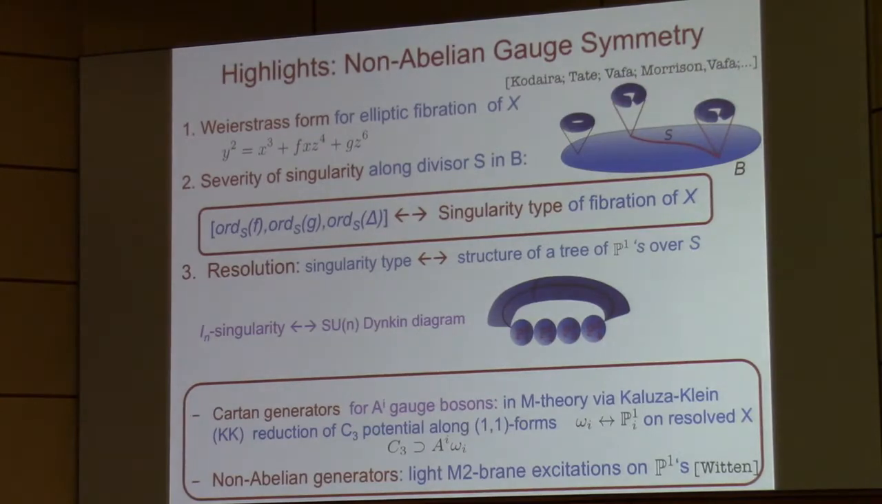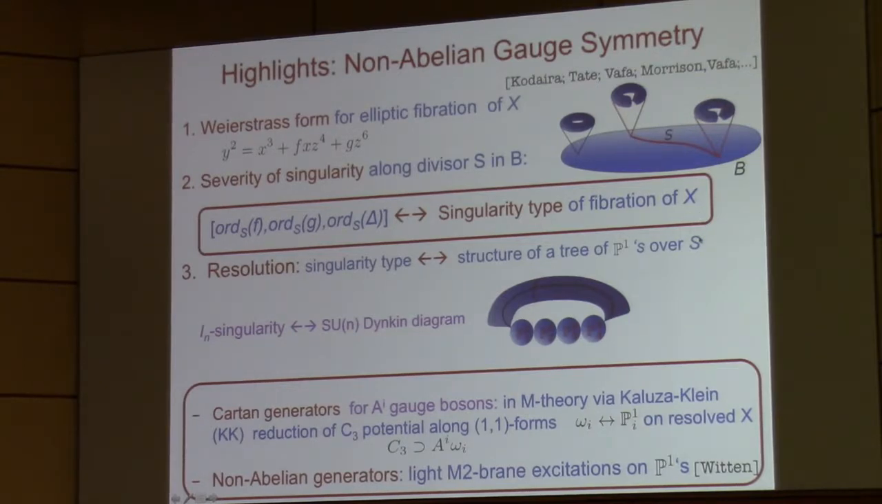So to turn back to the well-known story of the appearance of non-Abelian gauge symmetries, well understood by Kodaira and a number of other people in the mid-late 90s, this has to do with the appearance, as I was mentioning, of codimension 1 singularity, where along the divisor the fibration becomes singular. Now the nature of this singularity is parameterized basically by the order of singularities of F and G, as well as the discriminant of the Weierstrass form. And so this order of singularities is in one-to-one correspondence with the singularity type of this codimension one singularity.